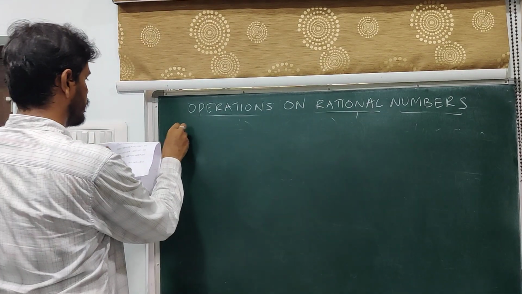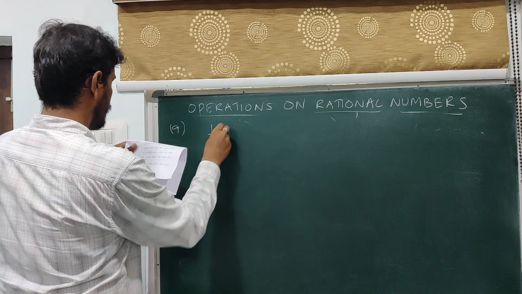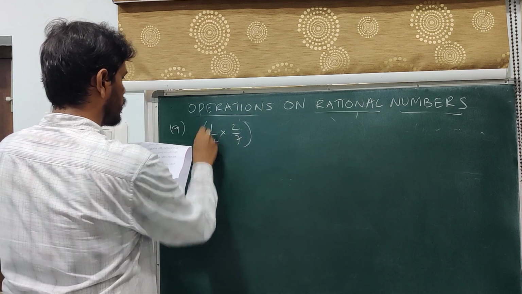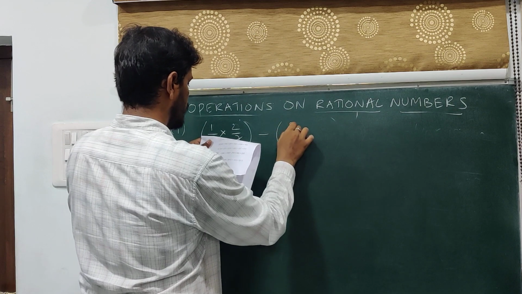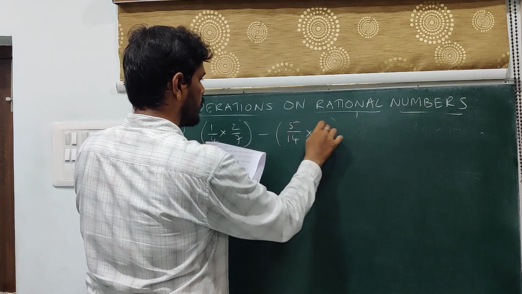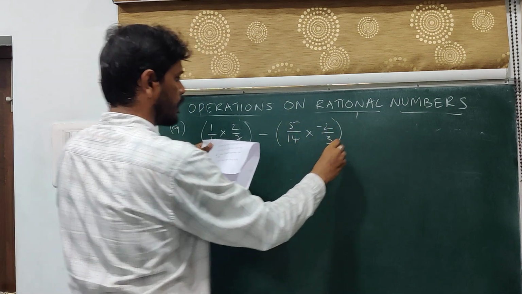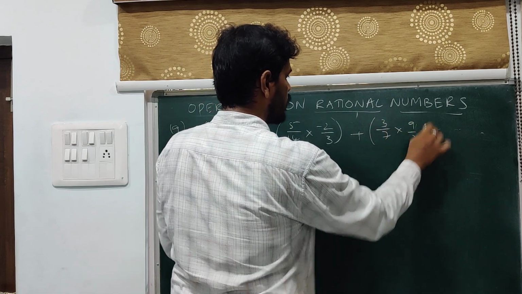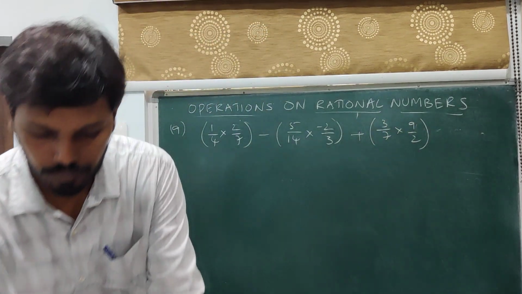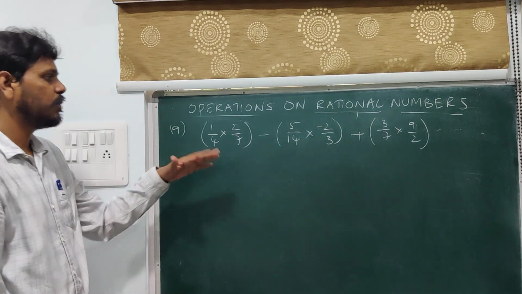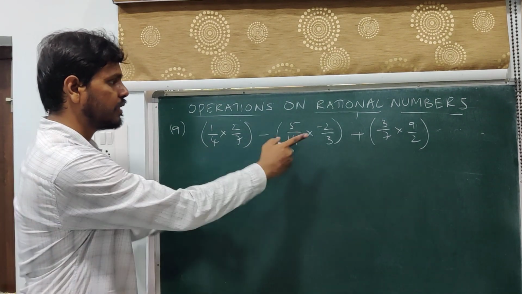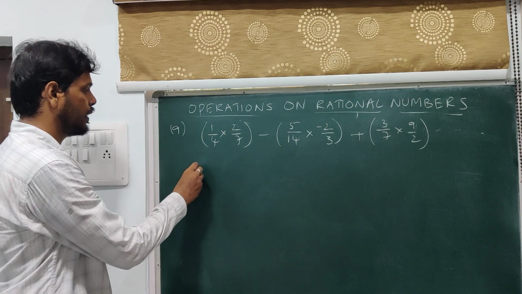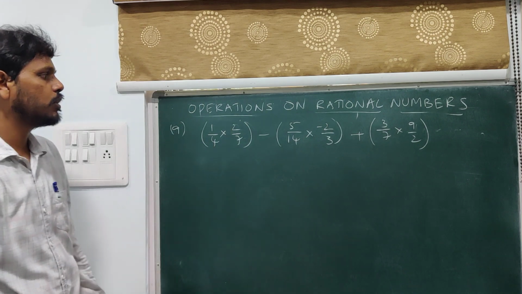So go to the 9th one. 1 by 4 into 2 by 7 minus 5 by 14 into minus 2 by 3 plus 3 by 7 into 9 by 2. So first we multiply the numbers inside the brackets and then we try to simplify.